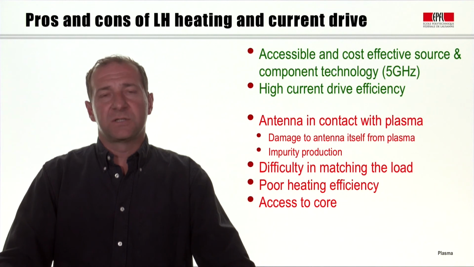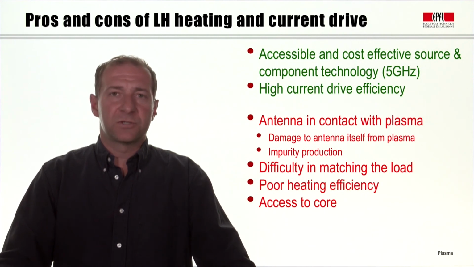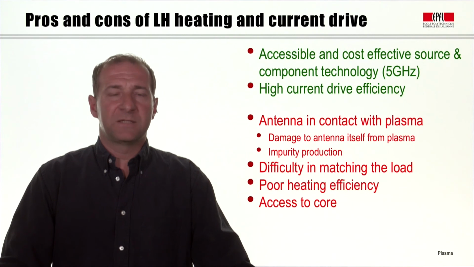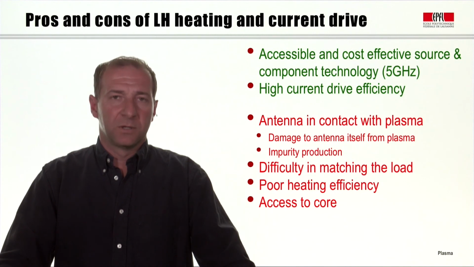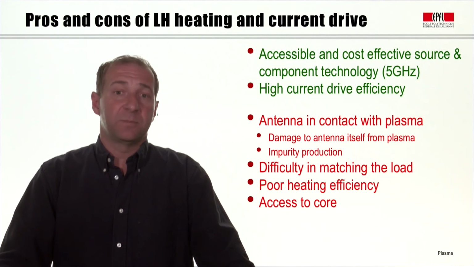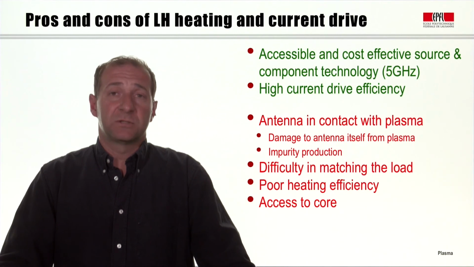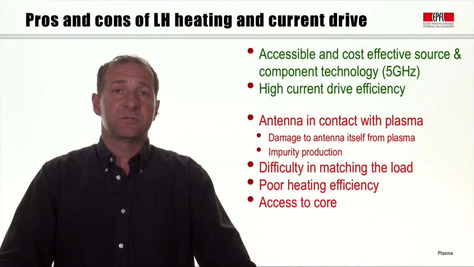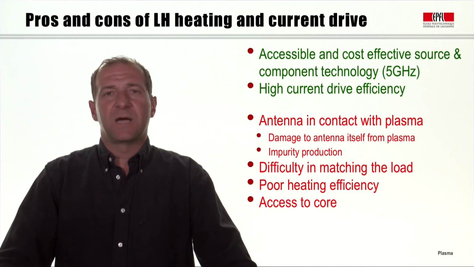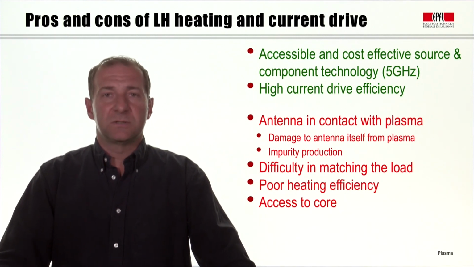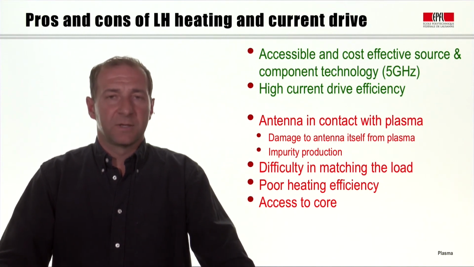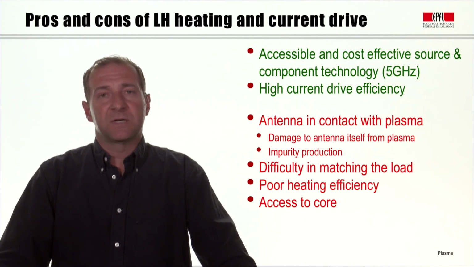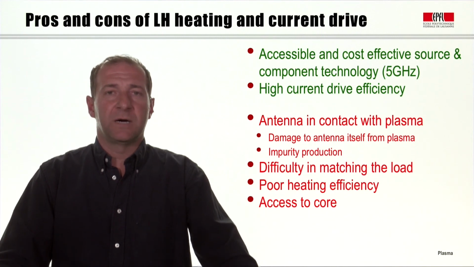On the disadvantage side, there is also the same kind of problem that we have for ICRH of having an antenna that needs to be in direct contact with the plasma, which can lead to damage of the antenna itself from the plasma and to impurity production by the antenna itself or by the surrounding surfaces. It's also difficult to match the load, a load that's constituted by the antenna and the plasma together, that's therefore varying with time. And the heating efficiency is generally quite poor, as it is difficult to access the core of the plasma if we go to higher and higher densities.